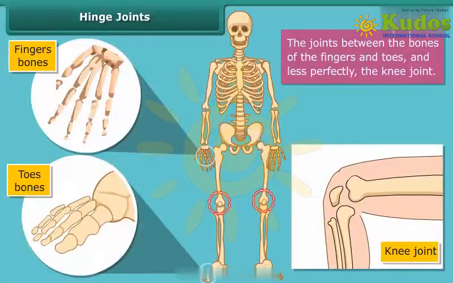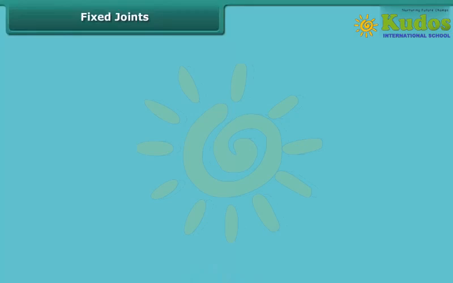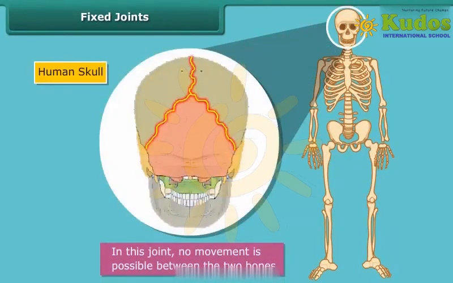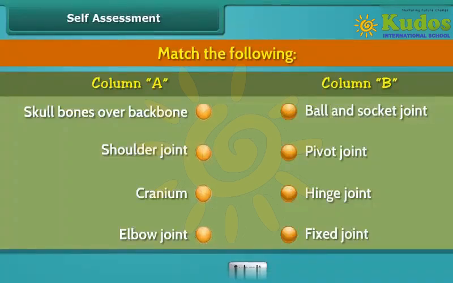Hinge joints usually give sufficient power because there is less danger of twisting at the joint. Fixed joints. In this joint, no movement is possible between the two bones. The sutures between the bones of the skull are an example of a fixed joint. Self-assessment. Match the following joints to their types of joints.